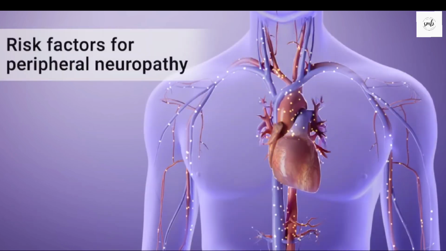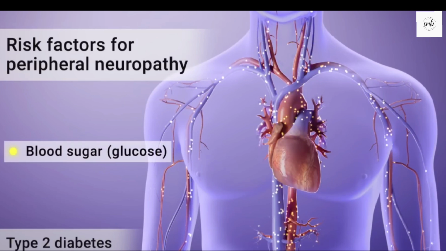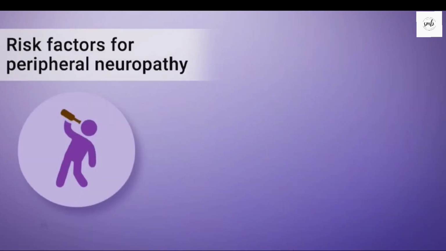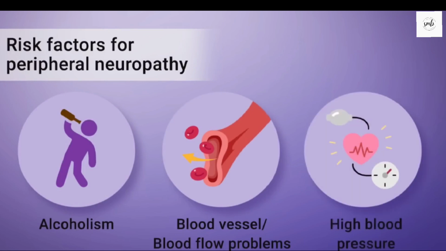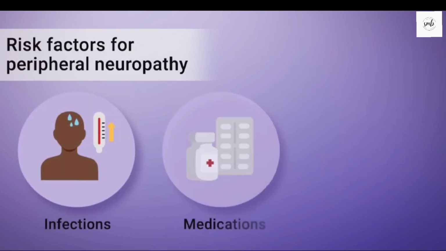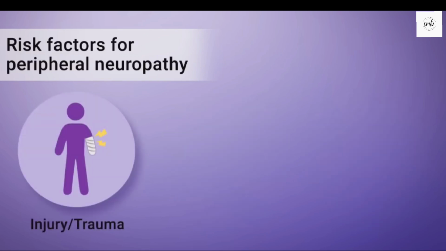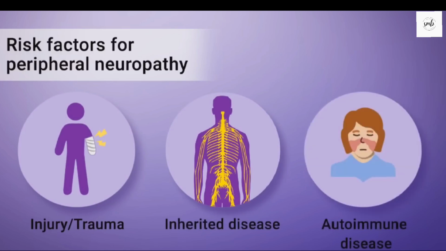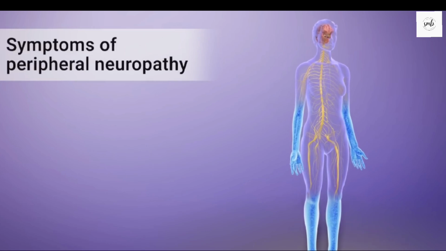The main risk for peripheral neuropathy is type 2 diabetes. If your blood sugar is too high for too long, it can damage your nerves. Other risks include alcoholism, blood vessel or blood flow problems, high blood pressure, infections, certain medications, toxins such as lead or mercury, physical injury and trauma, inherited peripheral neuropathy diseases, and autoimmune diseases where your immune system attacks your body by mistake. The symptoms of peripheral neuropathy vary depending on the type of nerves affected.